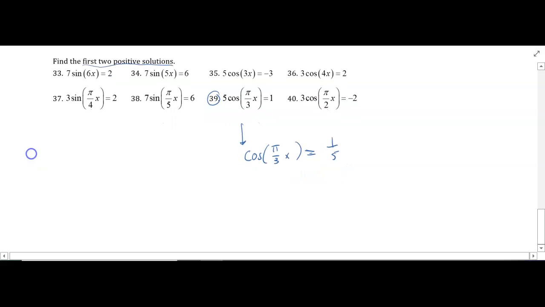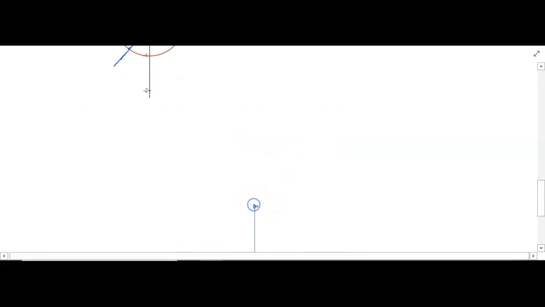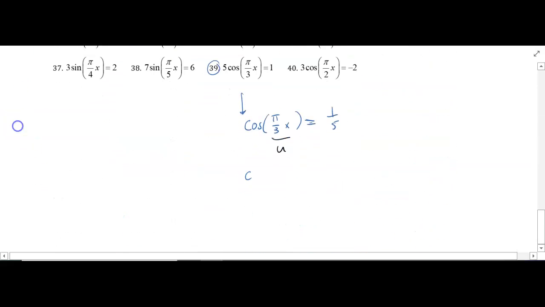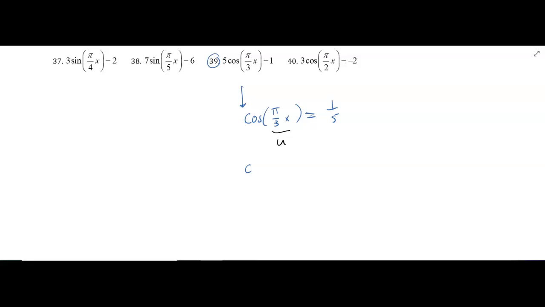Then we're going to make a substitution. Since we don't just have x on the inside, we want to kind of blur our eyes to that for a minute and call that u, or something else if you want to. So we want to say, okay, this is really like cosine of some angle. We're calling it u, and it's got to equal 1/5.